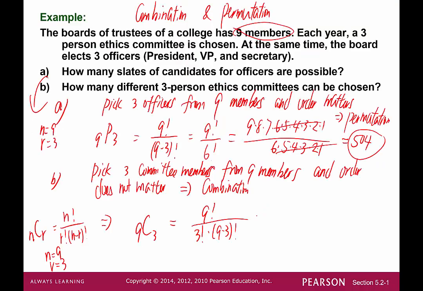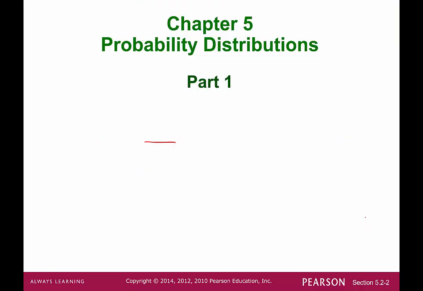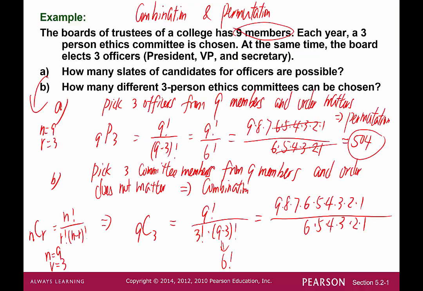Again, we're going to expand it. So 9 times 8 times 7 times 6 all the way to 1. And the other one, this is 6 factorial. 6 factorial is 6 times 5 times 4 times 3 times 2 times 1. We also have 3 factorial, so 3 times 2 times 1. Okay, again, we cancel everything after 6.